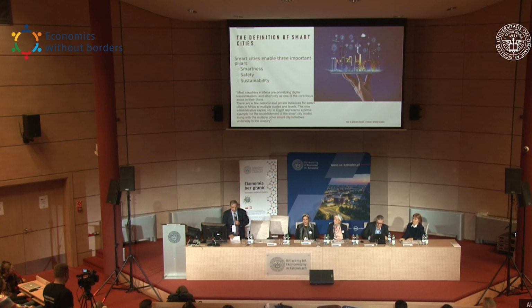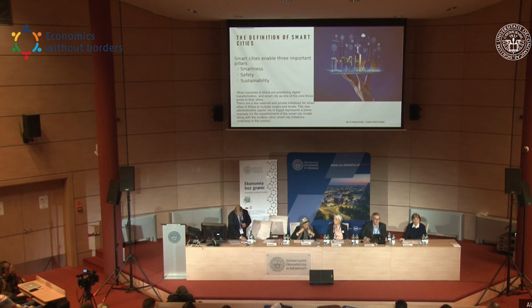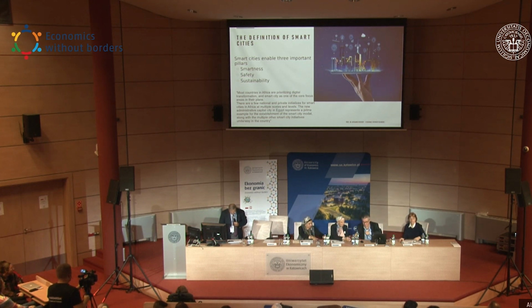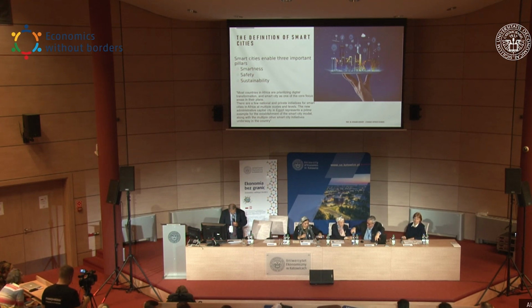What is a smart city? A smart city enables three important pillars: smartness, safety, sustainability. Most countries in Africa prioritize digital transformation and smart cities as one of the core focus areas in their plans. There are a few national and private initiatives for smart cities in Africa at multiple scales and levels. The new administrative capital city in Egypt represents a prime example for the establishment of a smart city model, along with multiple other smart city initiatives underway in the country.